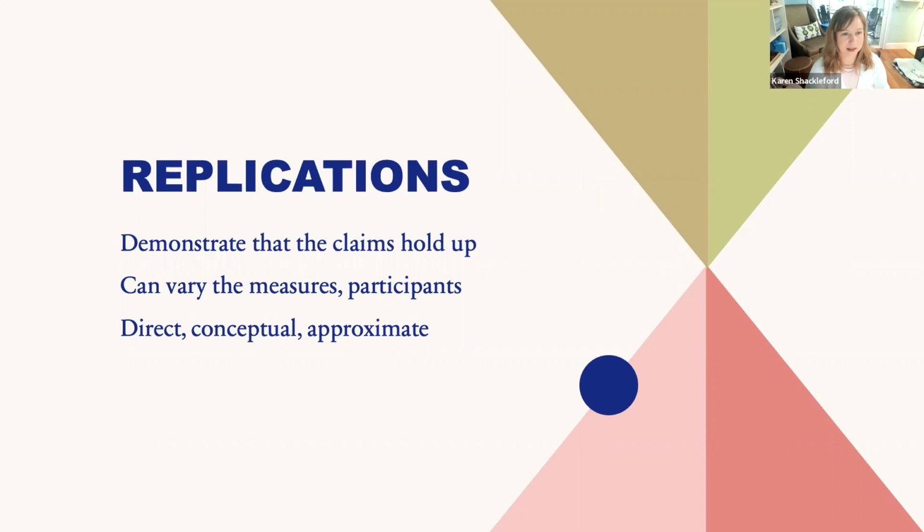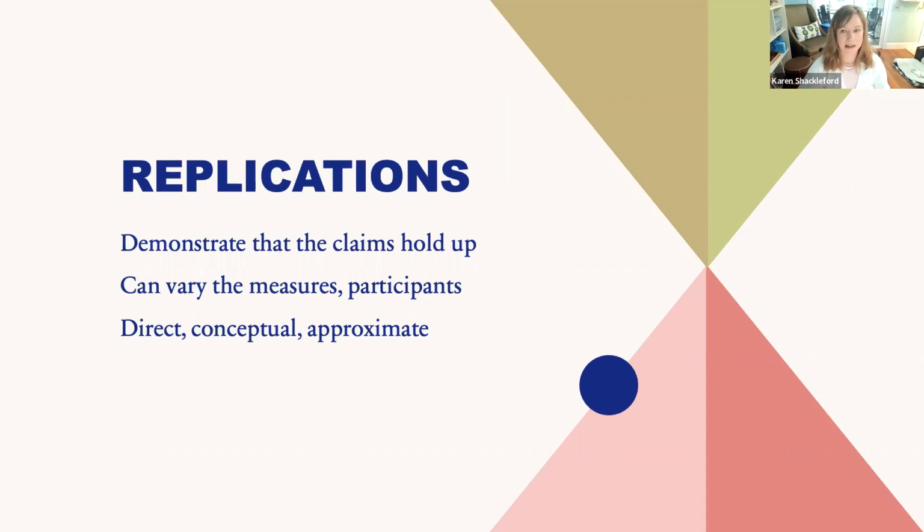Replications are just what it sounds like, that you're replicating a study that's been done in the past. It could be a direct replication, like you're literally trying to do it as close as possible to what they did. It can be an approximate one where you change the measures, change the participants, something like that. It can be a conceptual replication in that you're replicating the measurement of the conceptual variables. So it's more broad. It's not methodologically directly the same.